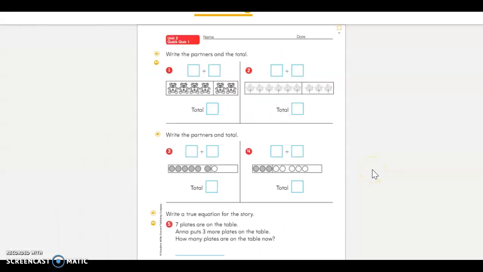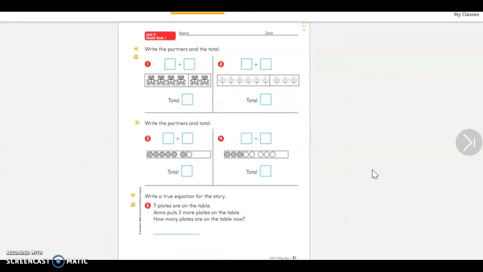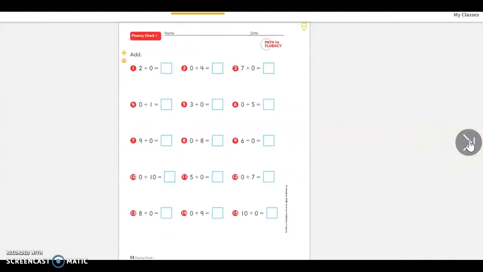All right, after you finish that section of your workbook page, you just need to turn the page and then do Unit 2 Quick Quiz 1. Now this is for students to do. Parents, you can just read them the directions. This is kind of like a test, just to see how much you really know and what we still need to work on. So there's this page, and then a fluency check on the back, which is just adding.